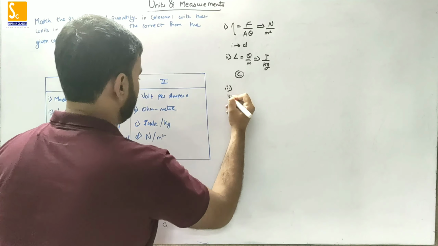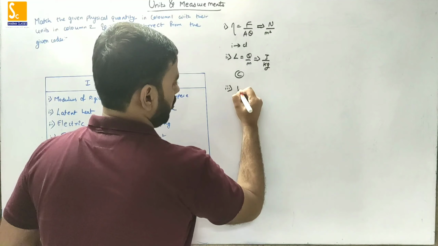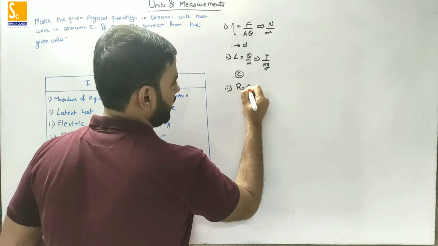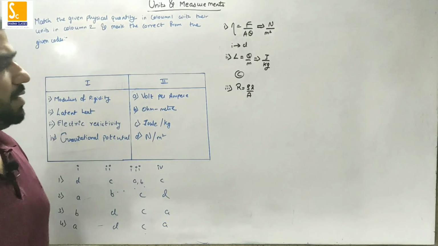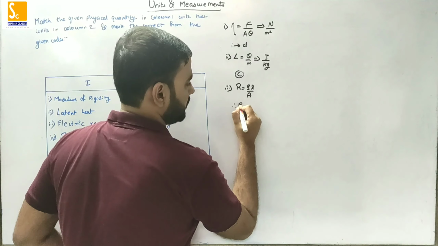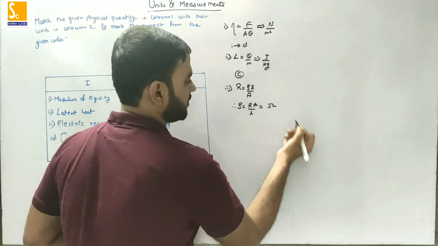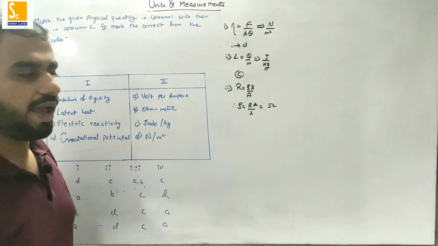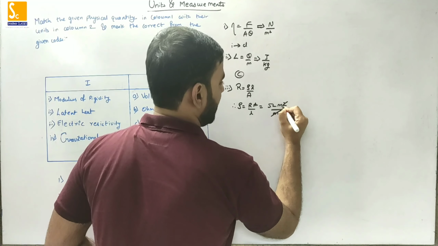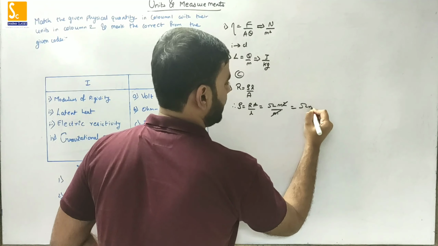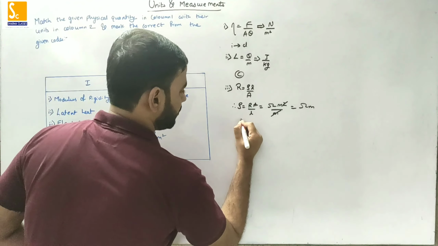Next we'll move to the third one, that is electric resistivity. So for electric resistivity we will use this formula, R is equal to rho L by A. So we know that rho is nothing but R A by L. What is our resistance? SI unit of resistance is ohm. SI unit of area is meter square. SI unit of length is meter. So it gets cancelled and comes out to be ohm meter. So according to this, option B is correct.